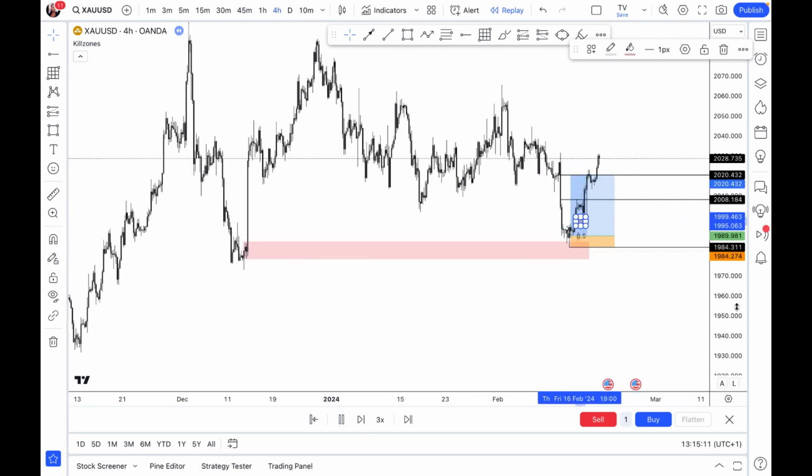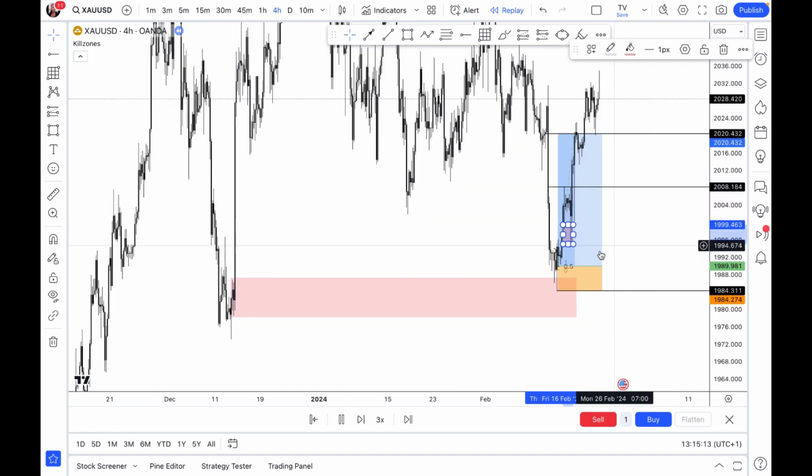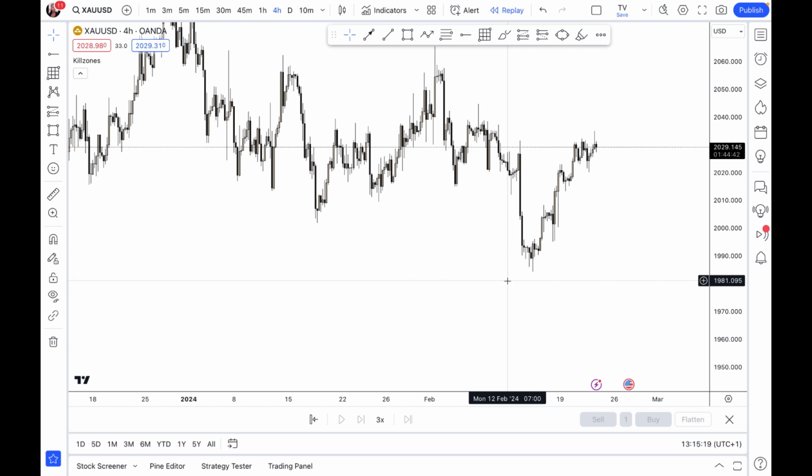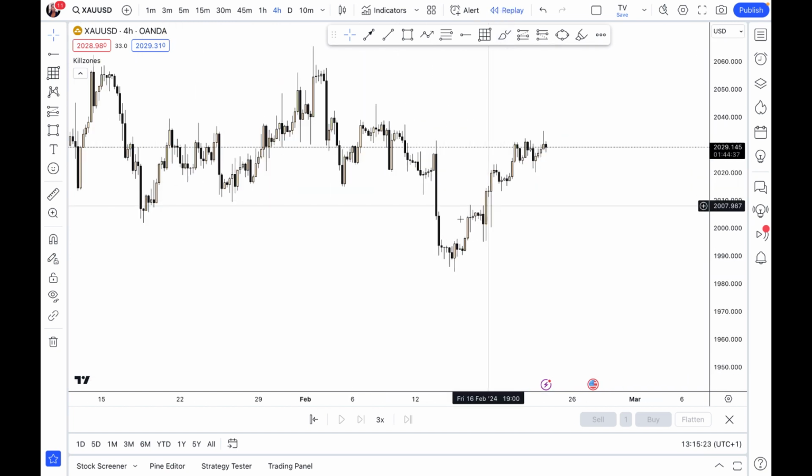Okay, so I think that will be all for this trade. I just thought to show you an example that supply and demand actually works on gold.